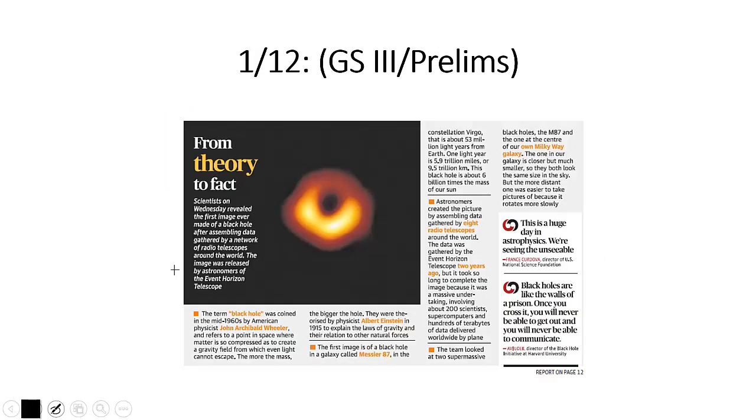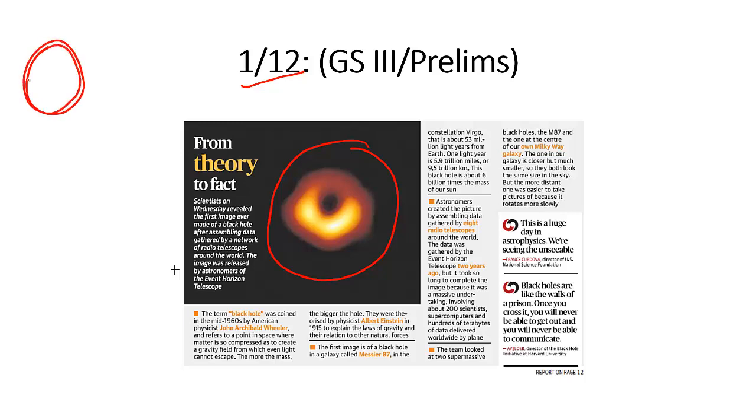Now let's look at another news on page number 1 as well as 12 of the daily edition of The Hindu. Scientists have revealed the first ever image of a black hole. And what is this black hole? If too much matter is crammed into a particular place, the force of gravity becomes so strong that the place becomes a trap. And this trap is what we call black hole.